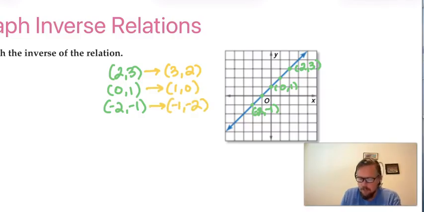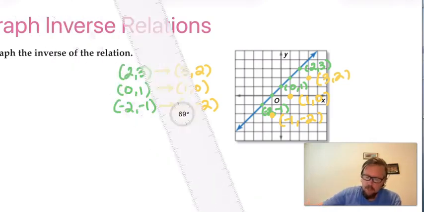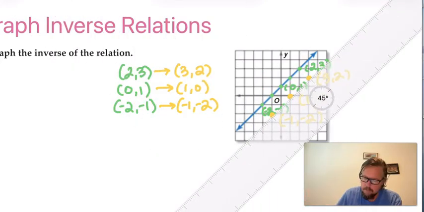Okay, so let's put 3, 2 on there. 1, 2, 3, 1. There's 3, 2. And then 1, 0 is right here. And then finally, we'll do -1, -2, which is down here. And then we'll connect these points with our line. And this is going to be the graph of our inverse.